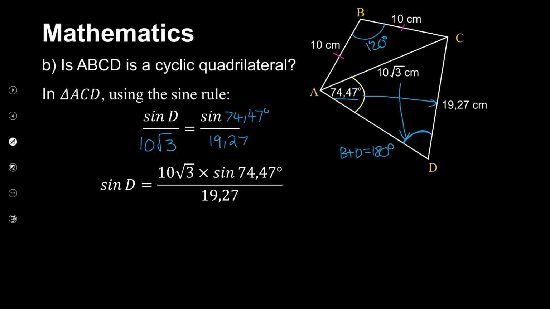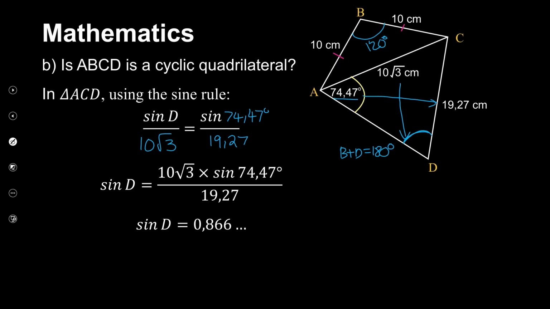Okay, rearranging slightly so we can do the algebra. We're going to get 10 root 3 times sine 74,47 divided by our denominator. We're going to put this whole expression into the calculator, which is pretty simple. Your calculator will give you an answer of 0,866. Remember, you can't round off at this point. You've got to keep this answer in memory.